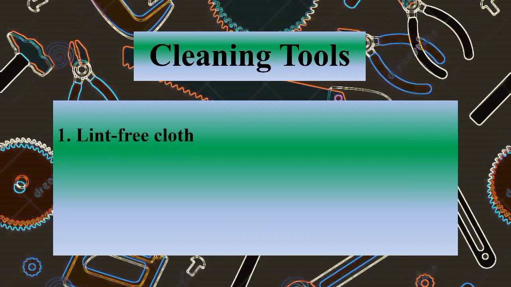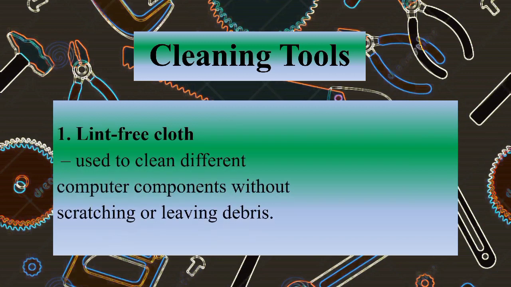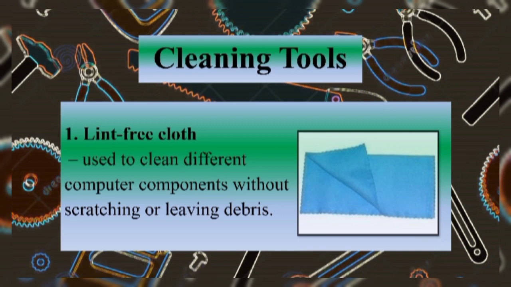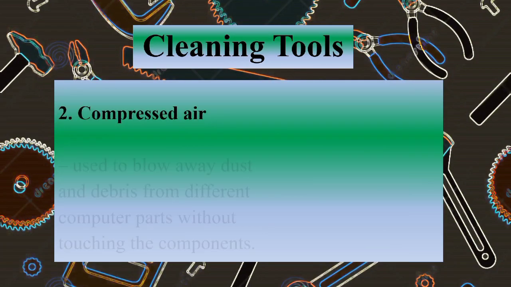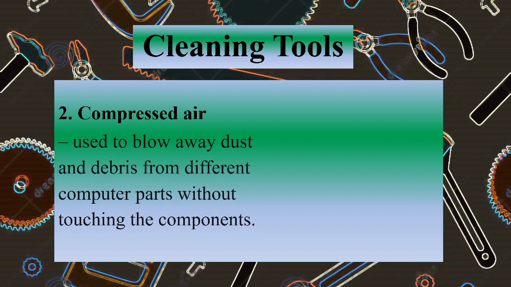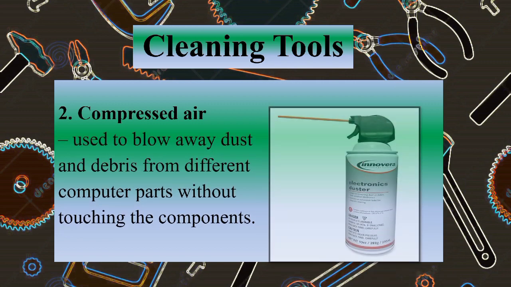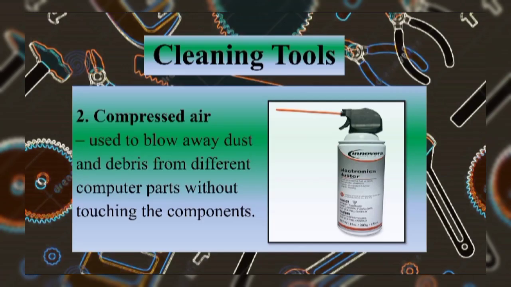Next are the cleaning tools. So first is the lint-free cloth. So that is the picture of the lint-free cloth. Next is the compressed air. So used to blow away dust and debris from the different computer parts without touching the components. So that is the compressed air.